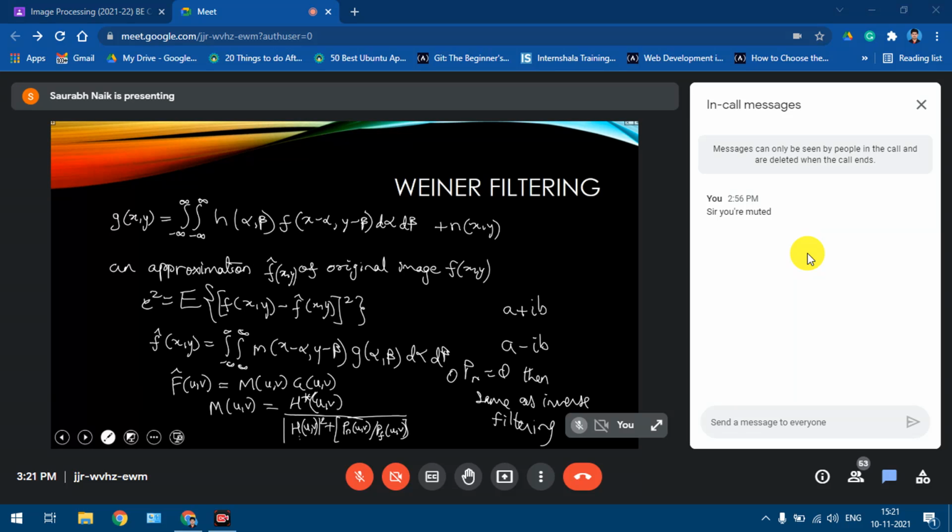So that is why we take this equation, which is how we calculate the mean square error, and we put this equation in here.